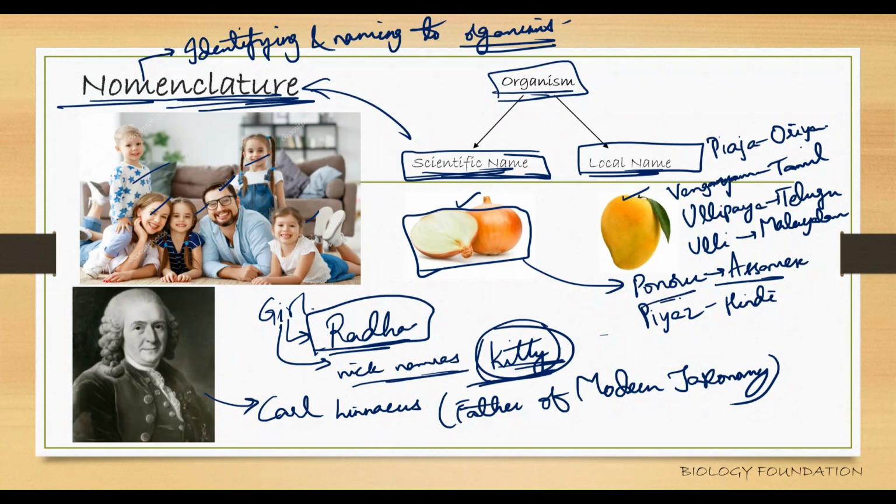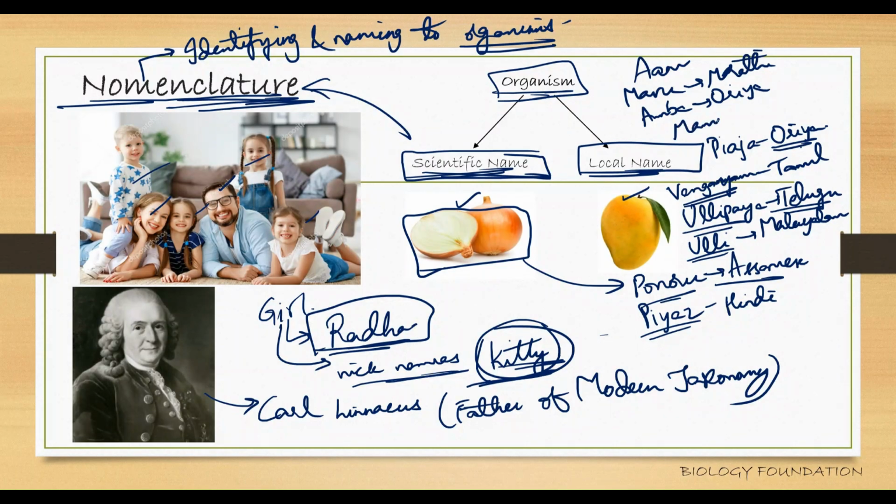In Assam, it's called Punnuru, and in Hindi, it's called Pyaz. In Kerala, it's called Uli. In Andhra or Telangana, it's called Ulipaya or Uligadda. In Tamil Nadu, it's called Vengayam. In Orissa, it's called Piaja. So there are several local names for onion. And the same goes with mango. It's called Am in Hindi, Mavu in Marathi, and Amba in Oriya.